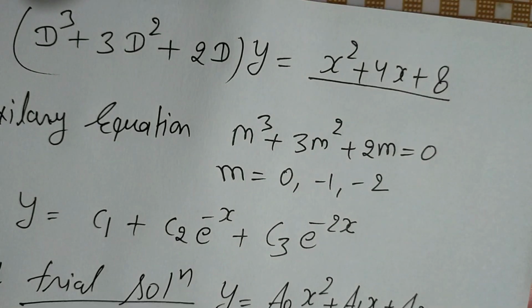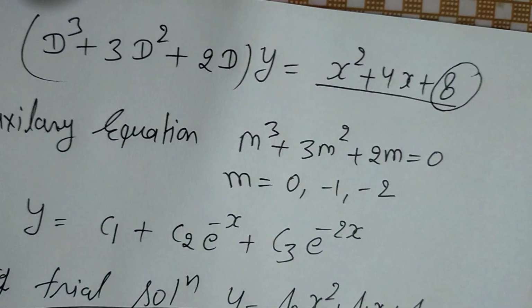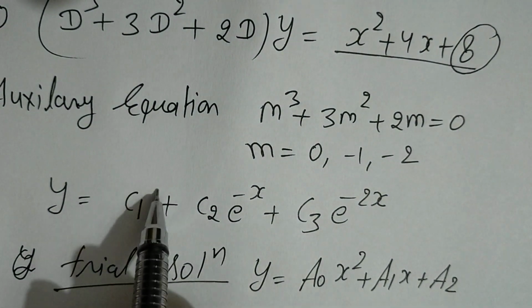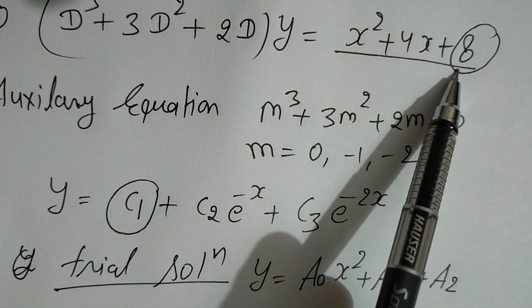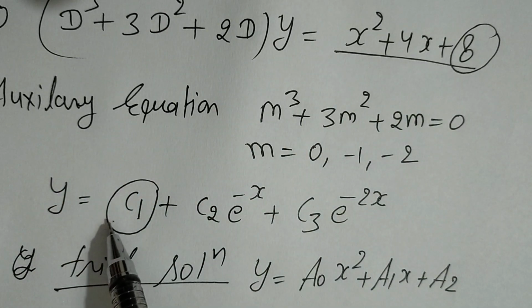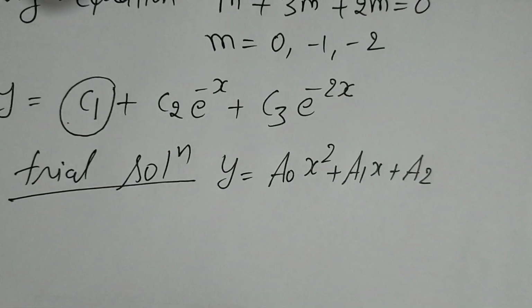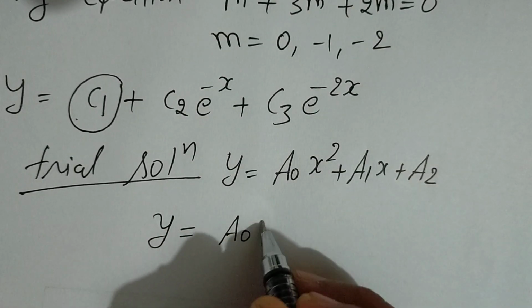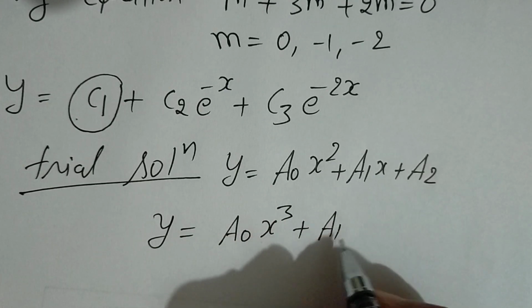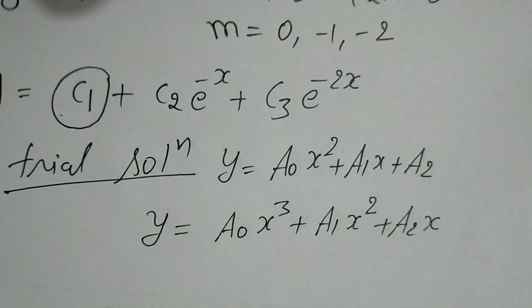But if you see carefully, here we have the constant term 8, and in the complementary function we have one constant term here, c1. So already I have told you, if the non-homogeneous part is matching with the complementary function, we need to modify the trial solution by multiplying by x. So the modified trial solution y will be a0 x cube plus a1 x square plus a2 x. So this is your y.